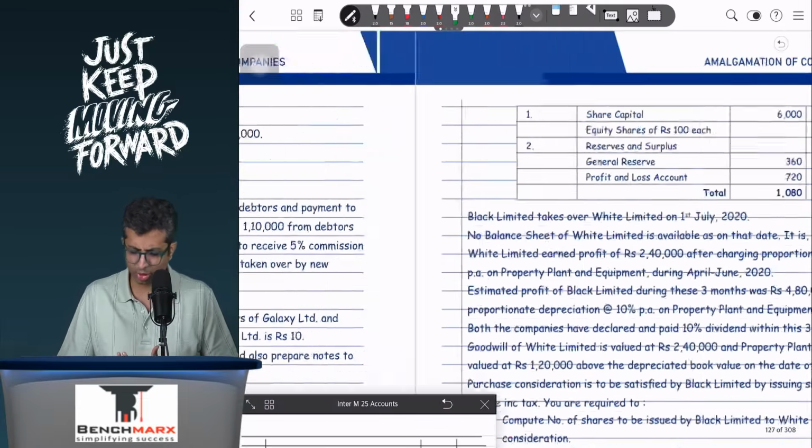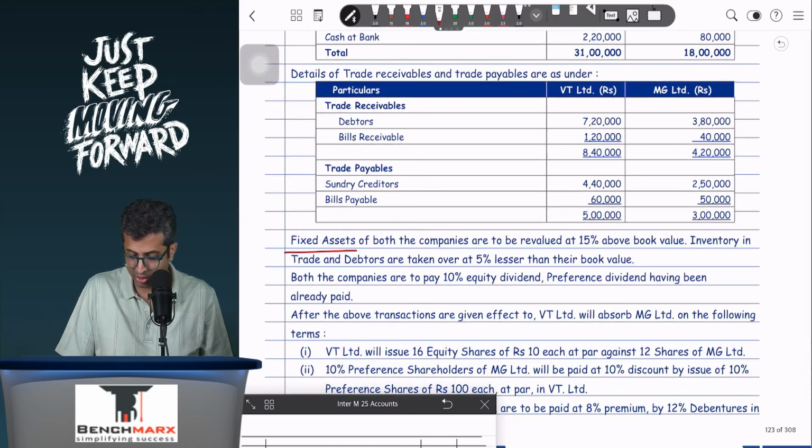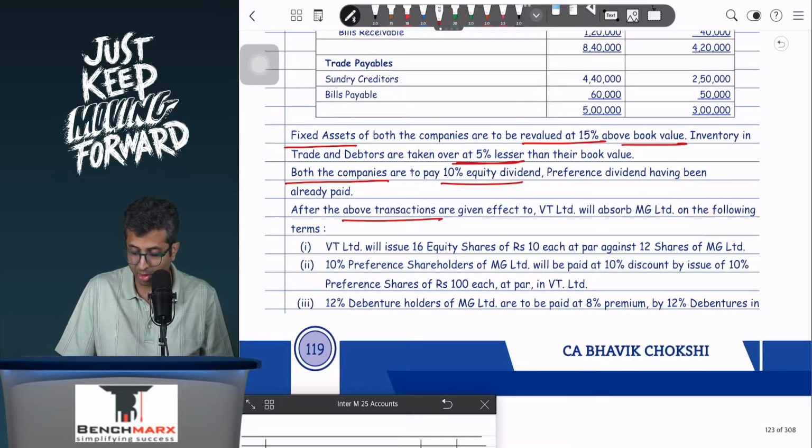Following are the summarized balance sheets of VT and MG as on 31st March 18. The entire balance sheet, same debtors, receivables, fixed assets of both the companies are to be revalued at 15% above the book values. Inventory and debtors are 5% lesser. Both companies are to pay 10% equity dividend. Preference dividend has already been paid. And after the above transactions are given effect to, VT will absorb MG on the following terms. VT to issue 16 shares of rupees 10 each against 12 shares of MG. So this will be a part of purchase consideration. So this is 16 shares against 12 shares of MG.